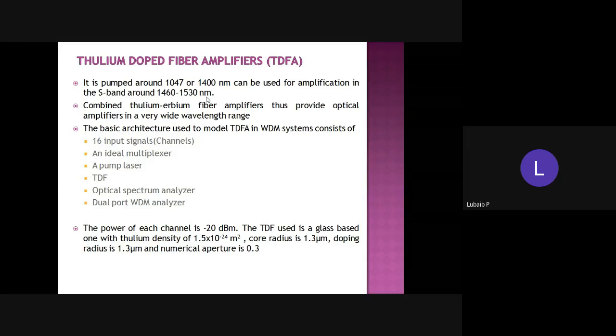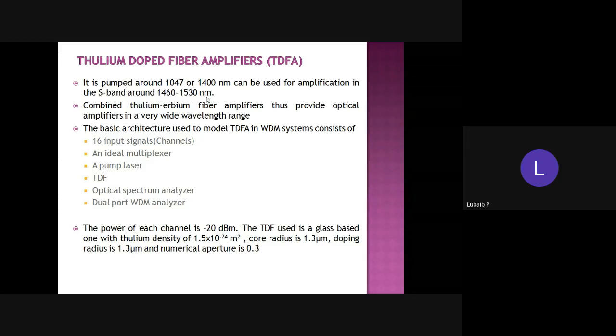The power of each channel is minus 20 dBm, and the TDF is a glass-based fiber with a thulium density of 1.5 times 10 raised to minus 24 per meter squared. It's a density, actually; from that we can understand how much it is doped. That is the thulium density in that glass fiber. The core radius is 1.3 micrometer, the doping radius is 1.3 micrometer, and the numerical aperture is 0.3. These are the important things regarding the thulium doped fiber amplifier.